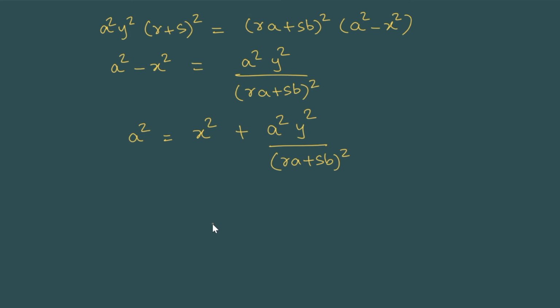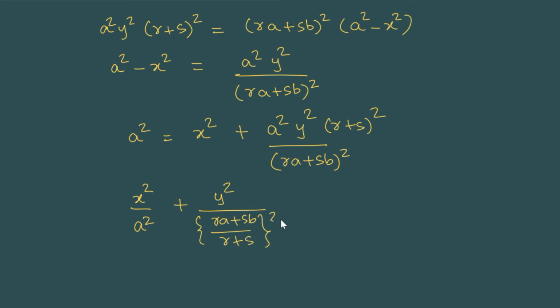We can now divide both sides by a square, and write the right hand side terms on the left hand side again. Dividing by a square everywhere, you'll get x square by a square plus, did I forget anything? Yes, I forgot R plus S whole square. So here this a square will disappear, and we have y square by (Ra plus Sb by R plus S) whole square equal to 1. So this is an equation of an ellipse.